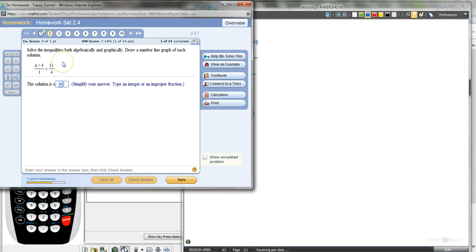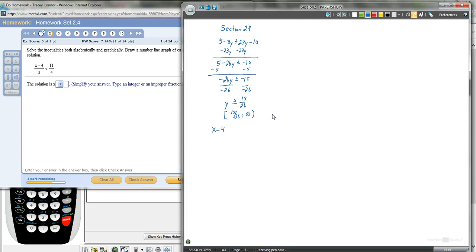This is similar to what we were doing in 2.1, where you'd want to get rid of the fraction. So let's go ahead and try this. So we have (x minus 4) over 3 less than 11 over 4. We can multiply both sides by 12. So then we get 12 times (x minus 4) over 3 is less than 12 over 4 times 11.